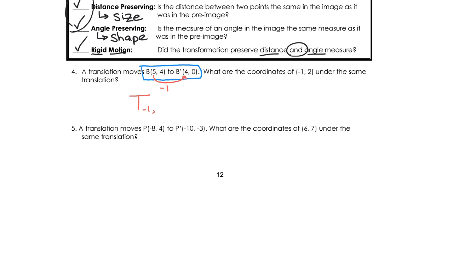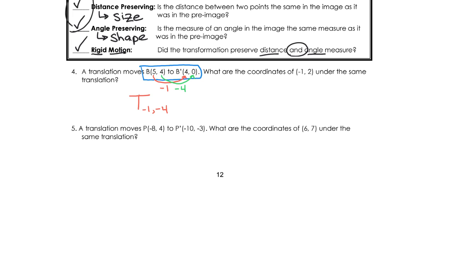Now we ask ourselves, how do we get from 4 to 0? Do we add or do we subtract? Hopefully you know from 4 to get to 0, you would have to subtract 4. And so now we have the second part in our rule, and now we have the rule written. Basically this rule is saying that if you move 1 to the left and 4 down, that's how B would get to B prime.